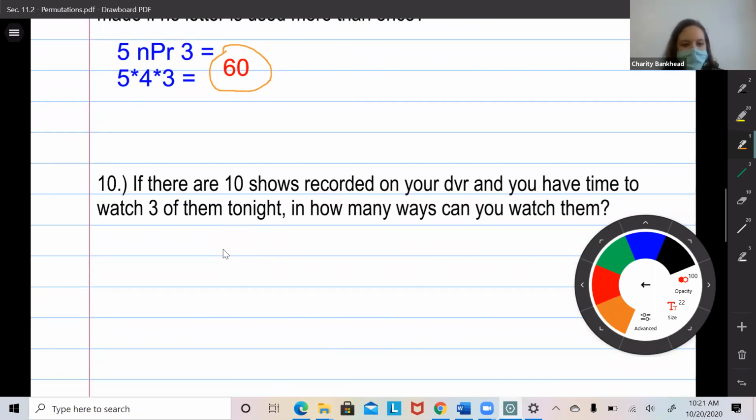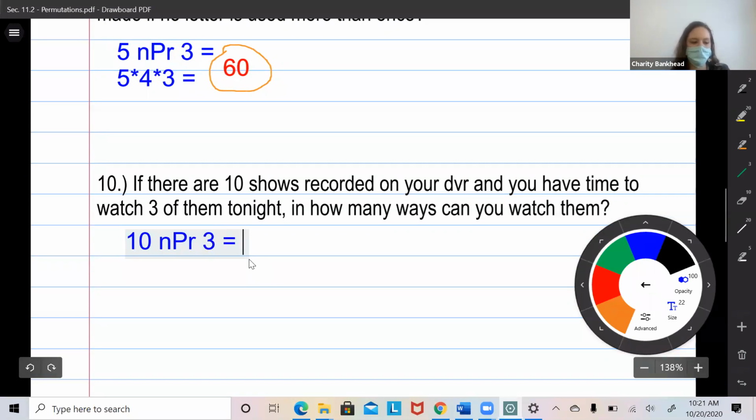Number 10 says, if there's 10 shows recorded on your DVR and you have time to watch 3 of them tonight, in how many ways could you watch them? So that's 10 NPR 3, which could also be 10 times 9 times 8. That's 720.